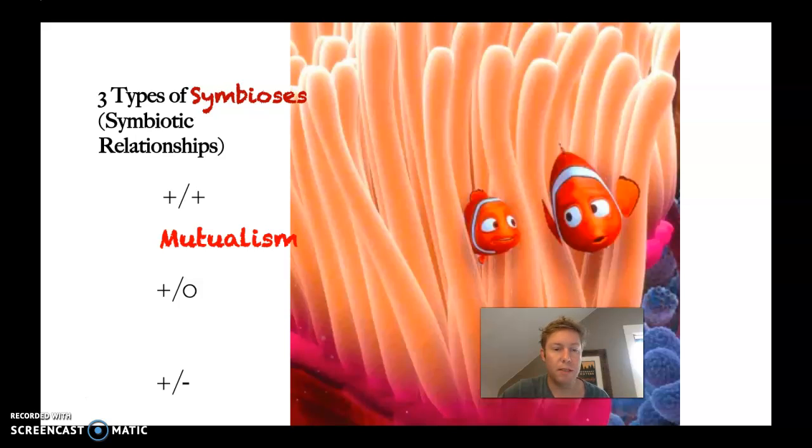And you can look through those examples in your notes and let me know what you think. You can kind of guess for those. A plus zero, we call that commensalism. One benefits, the other is totally neutral, not harmed. And then the last one, parasitism, plus minus. One organism benefits and the other is harmed. That would be like a mosquito that sucks the blood out of your arm. The mosquito benefits and you're slightly harmed because you lose blood.